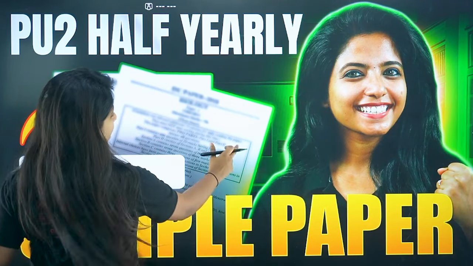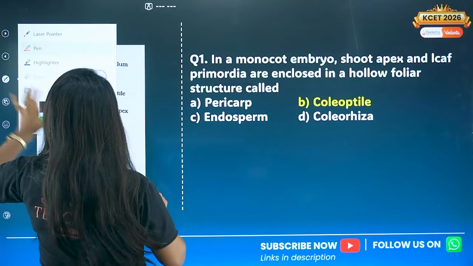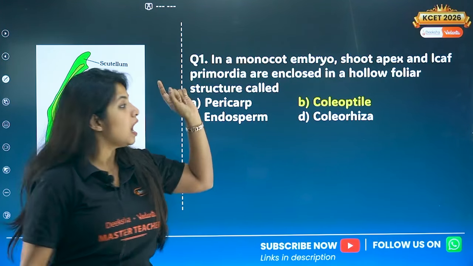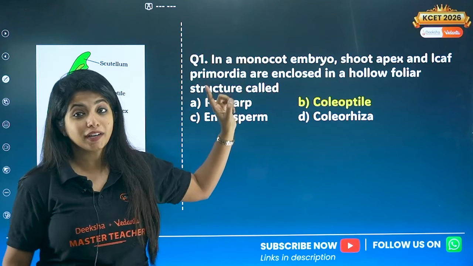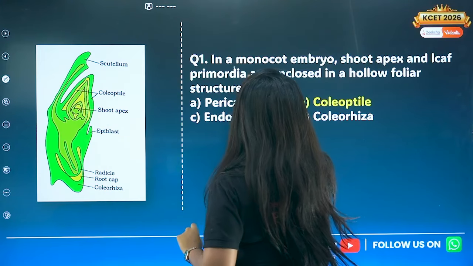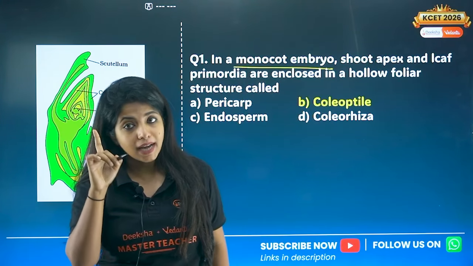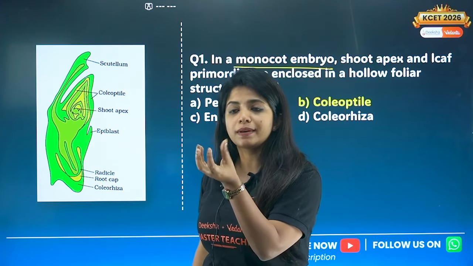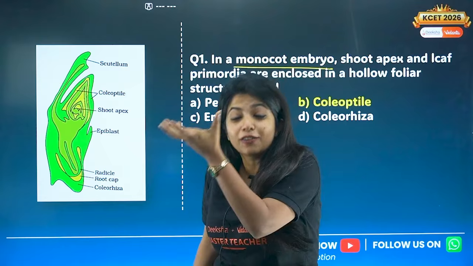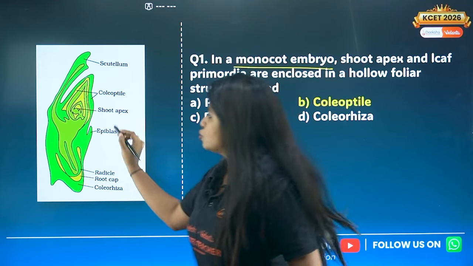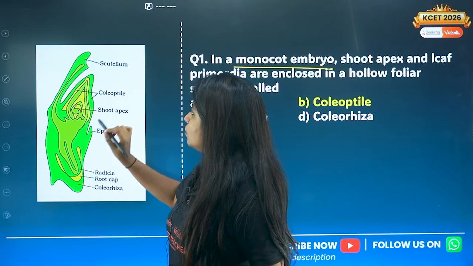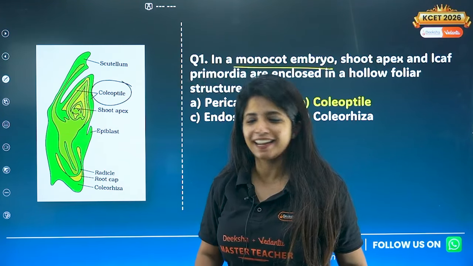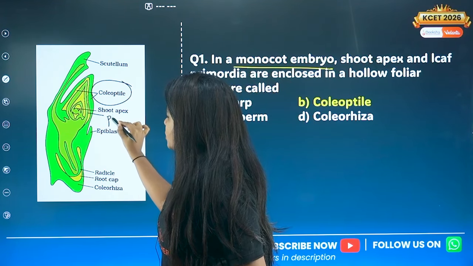Okay, let's go ahead then with the first question, and that is, in a monocot embryo, shoot apex and the leaf primordia are enclosed in a hollow foliar structure called, we discussed this in the live. So this is a monocot embryo. The first thing that you need to remember is that now they're talking about shoot apex and the leaf primordia. Leaf primordia means basically the baby leaves which will give rise to the big leaves later on. So shoot apex and the leaf primordia, my dear children, over here is covered by something that is known as coleoptile. Well, you can call this region as plumule as well.